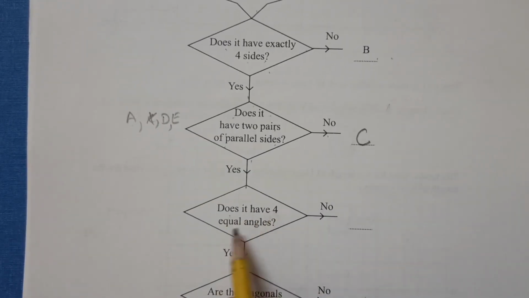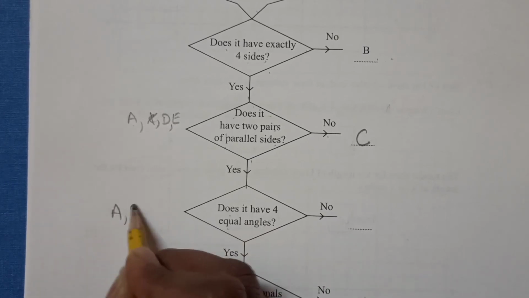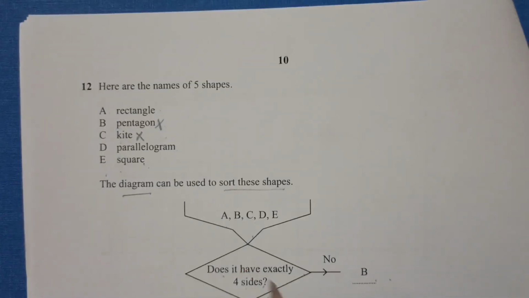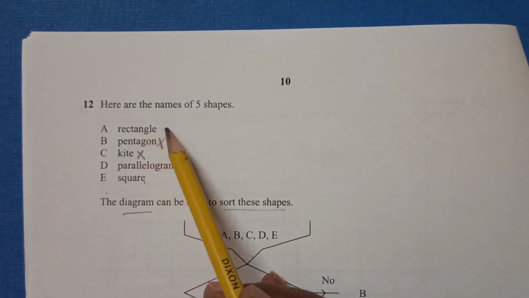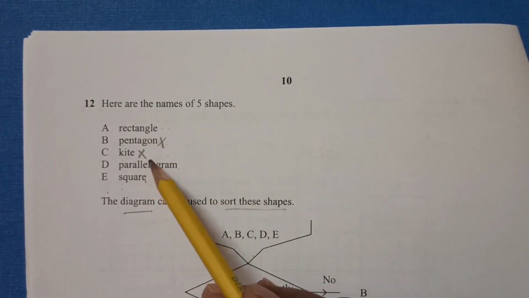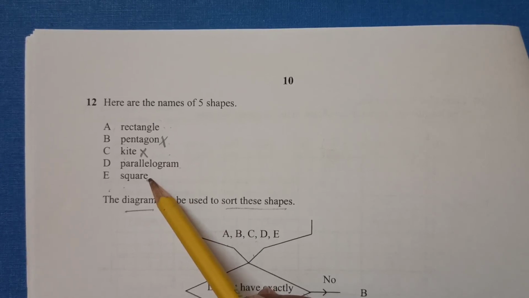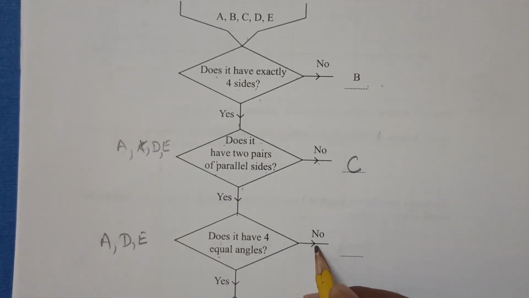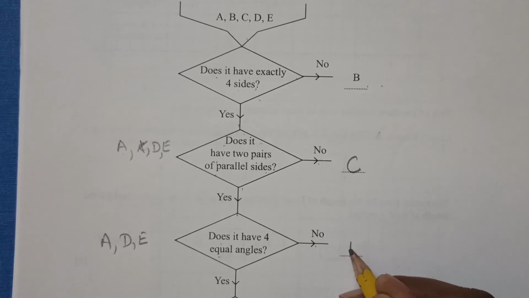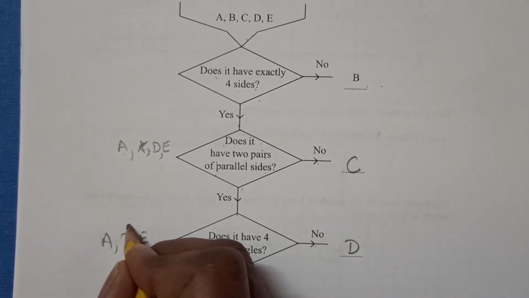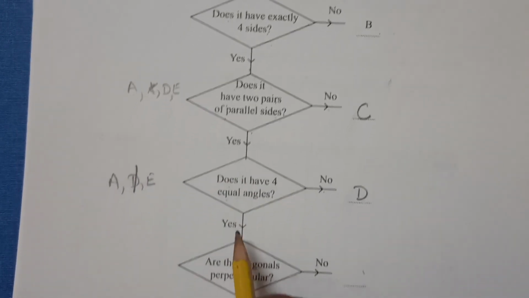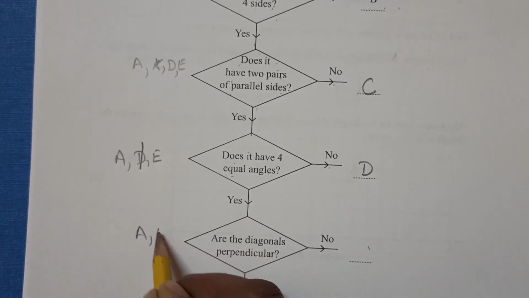Now, does it have 4 equal angles? ADE. 4 equal angles in rectangle, yes. Parallelogram, no. Square, yes. Okay, so now if it is no, then this D will come here, parallelogram, right? So D is gone here. Now we are left with A and E gone down here.